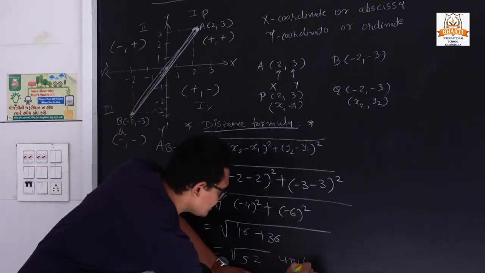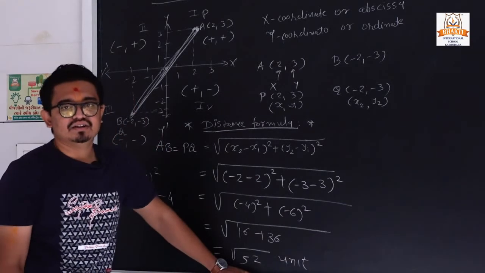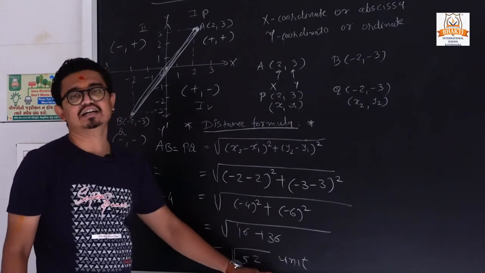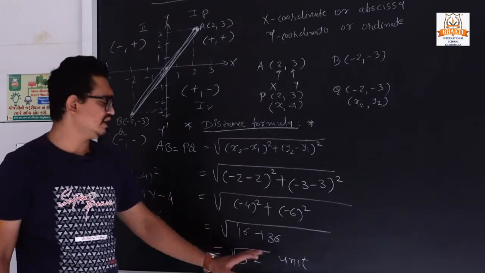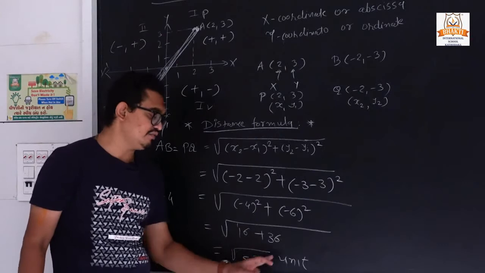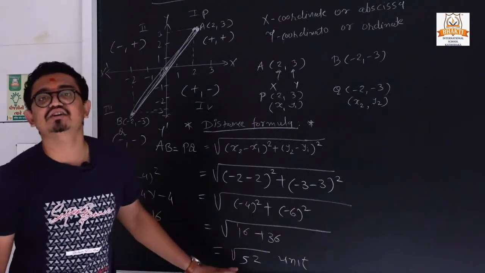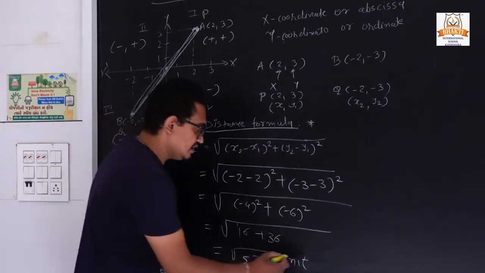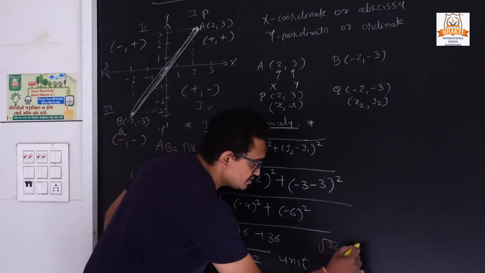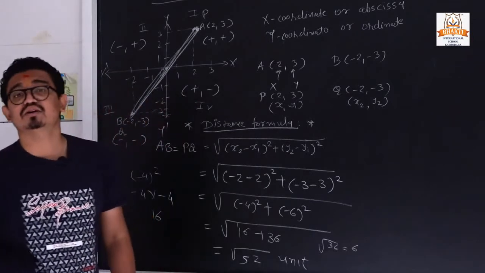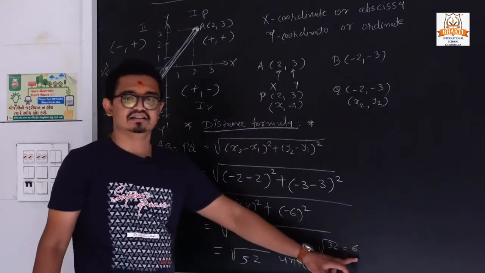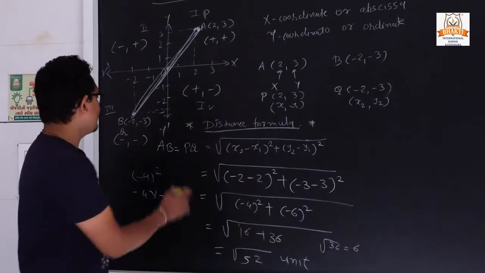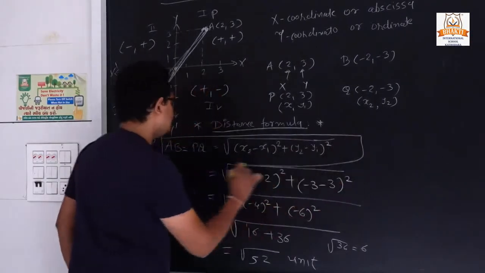If the unit is given, meter or centimeter, then we use meter or centimeter. And if the unit is not given, we can directly write under root 52 unit, because we cannot take the square root of 52. But if the simplification gives 36, we can take the square root of 36, and the answer is 6 meter. Clear? So you need to remember that formula, the distance formula.